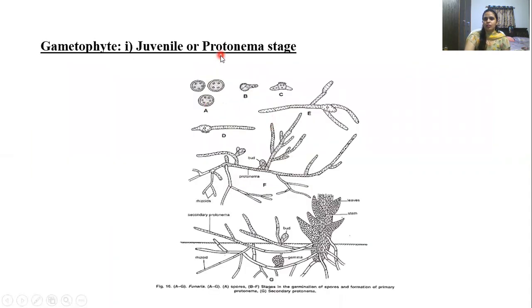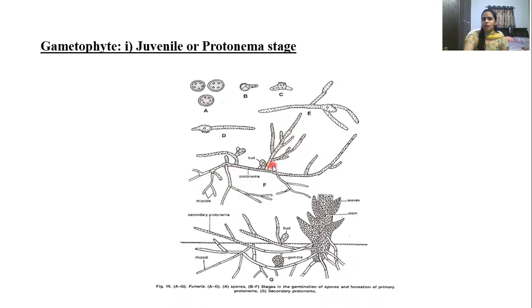The Funaria gametophyte consists of two stages. The first stage is the juvenile or protonema stage. This protonema is developed from the haploid spores. This haploid spore will give rise to the filamentous branched protonema, and this filamentous branched protonema will give rise to two types of branches, that is chloronemal branches and rhizonemal branches.